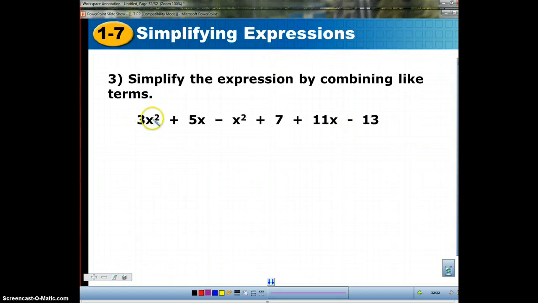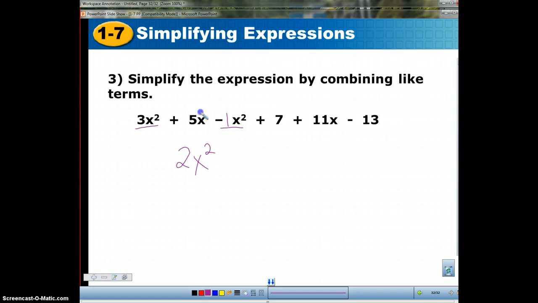Okay, here is a 3x squared. Are there any other x squareds? Well, here is a minus 1x squared. Those two are like terms because they both have an x squared in them. I can combine them by saying 3 minus 1 is 2x squared. When you are combining like terms, the exponents don't change.